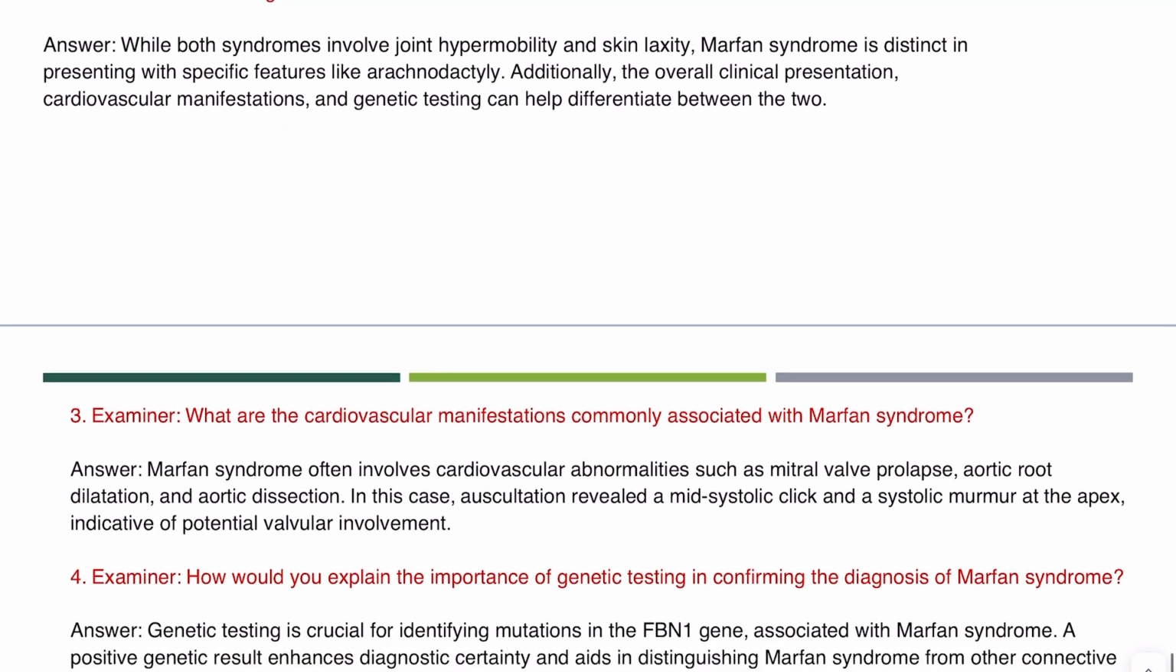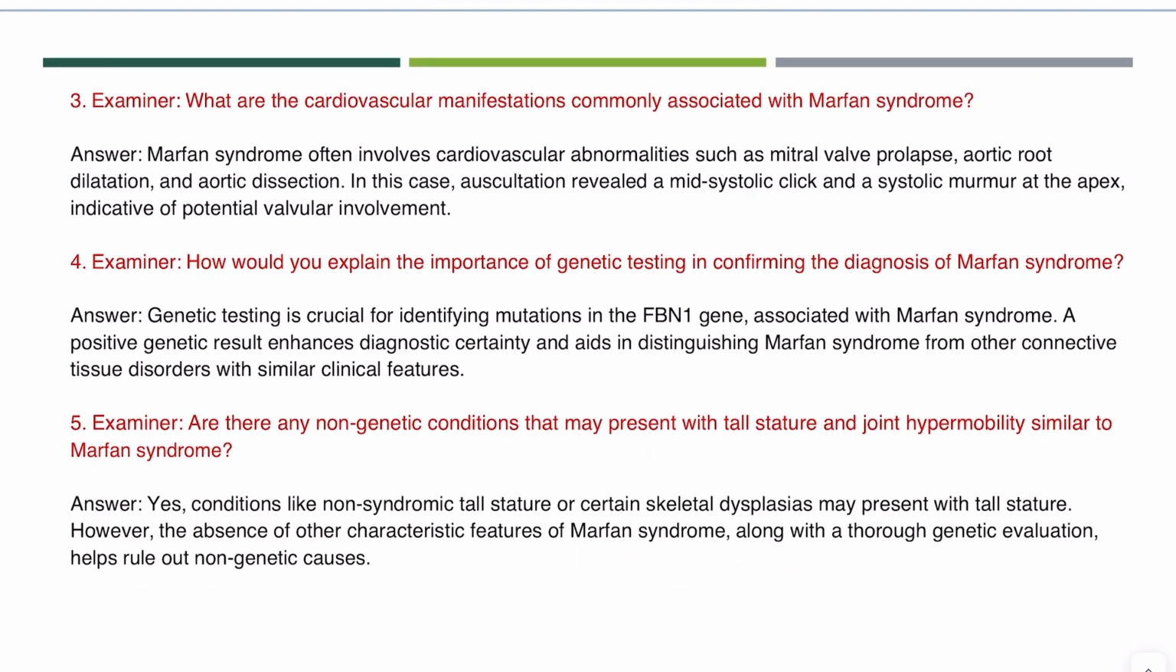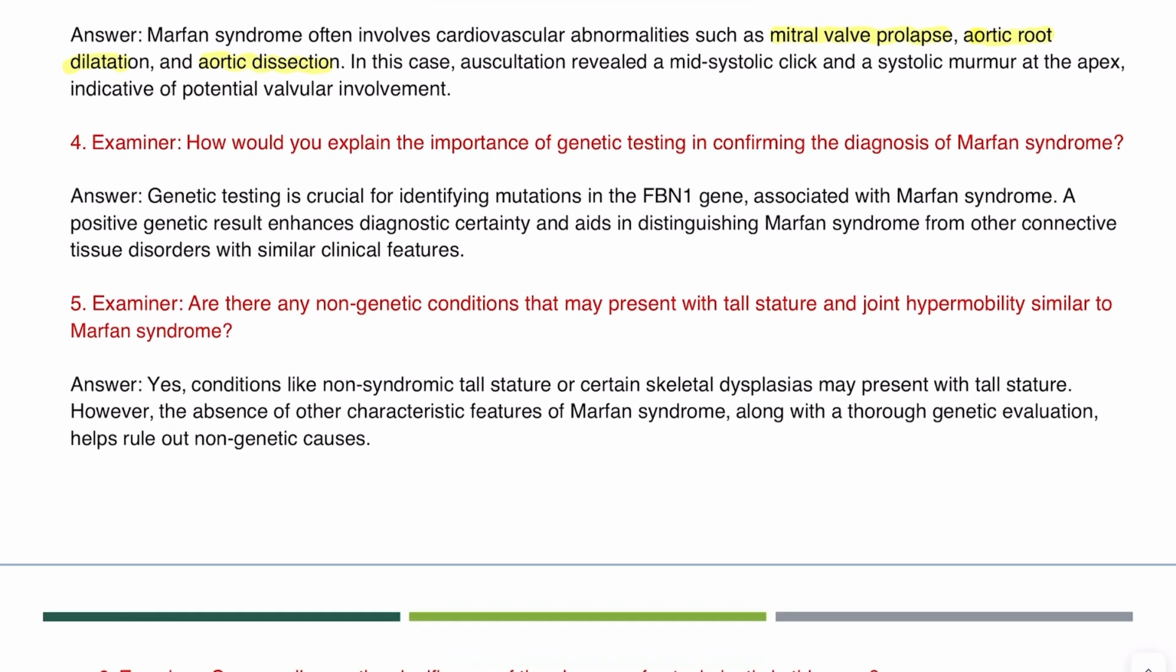Then, what are the cardiovascular manifestations commonly associated with Marfan syndrome? You must know that mitral valve prolapse is one, in this patient. The cardiovascular manifestations could be aortic dilatation or aortic dissection. In this case, auscultation revealed a mid-systolic click and a systolic murmur, indicating potential valvular involvement. The importance of genetic testing in confirming the diagnosis? Well, a positive genetic result enhances the diagnostic certainty and aids in distinguishing Marfan syndrome from other connective tissue disorders.